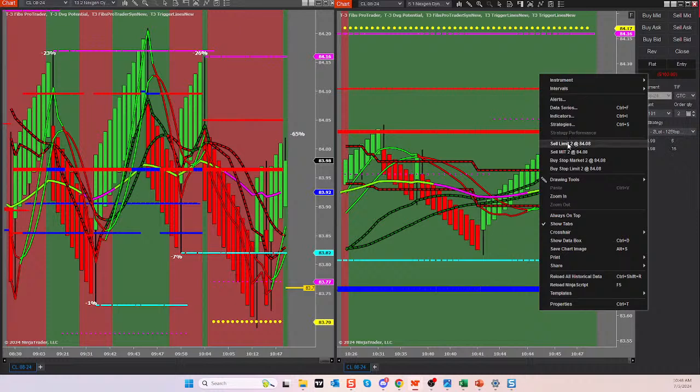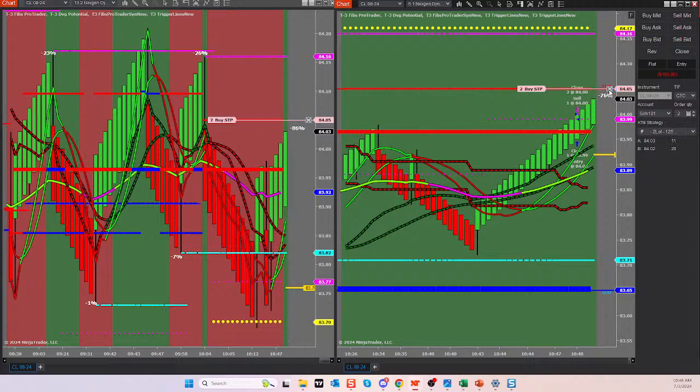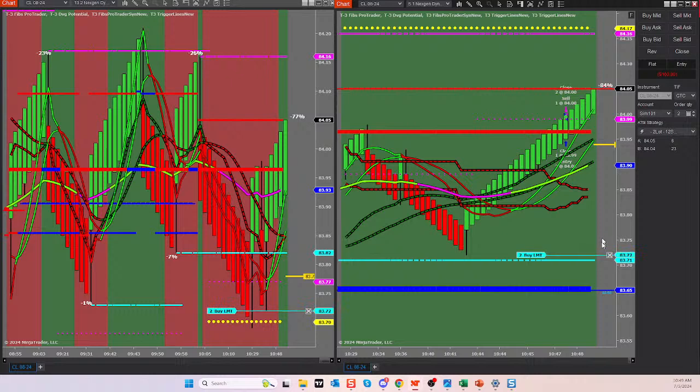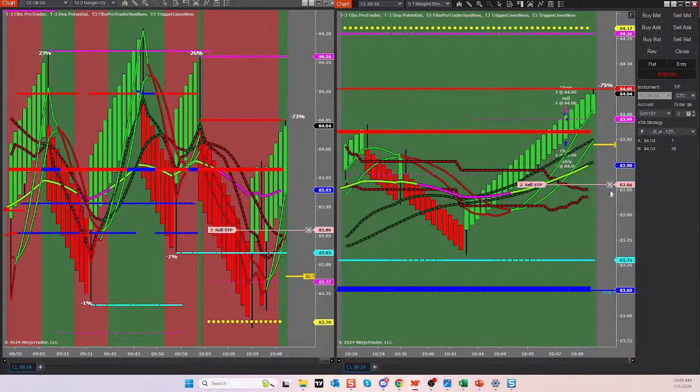So when you right click on your chart, a limit order, when you click above price, a sell limit means that if I hit 84.05, I'm going short, Paul. A buy stop says if I hit 84.05, I'm going long. A buy limit order says that if I hit 83.72, I'm going long. A sell stop says if I hit 83.86, I'm going short.